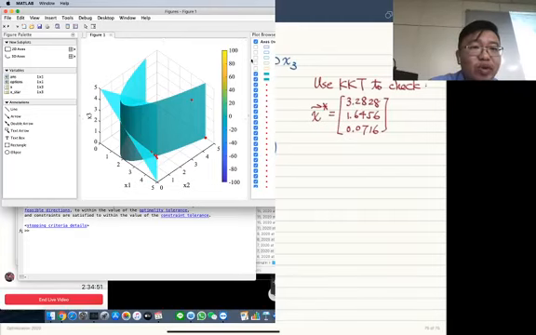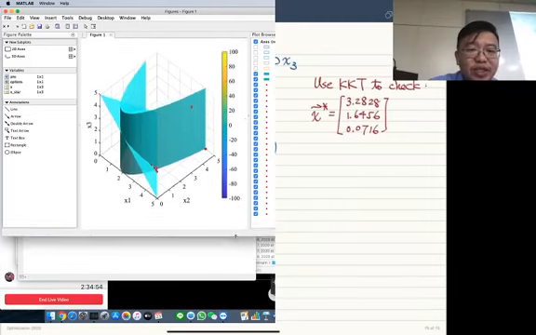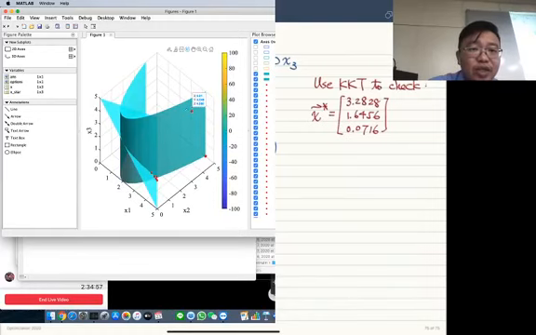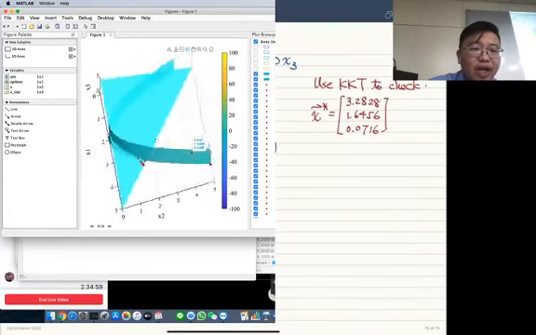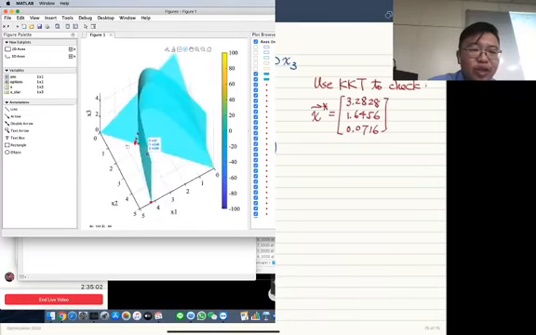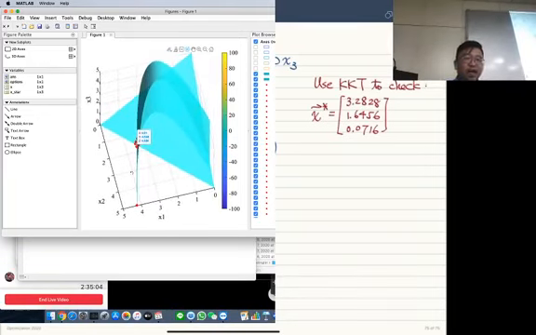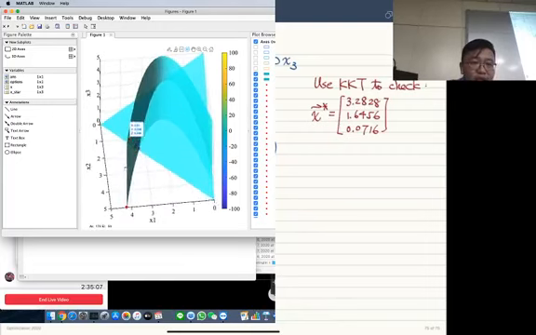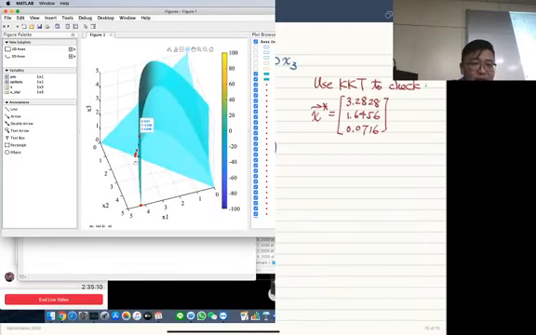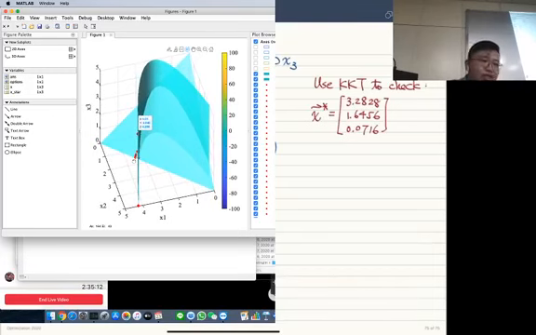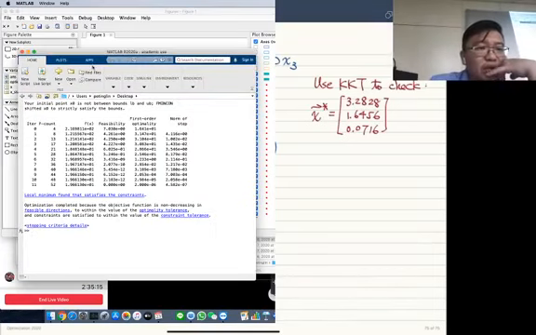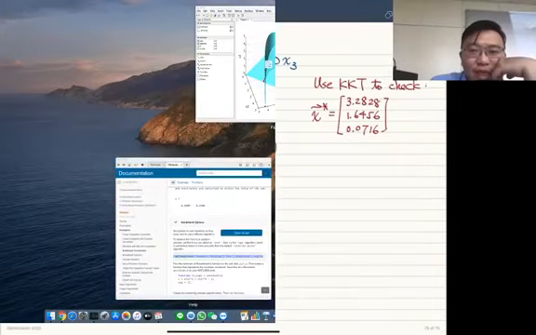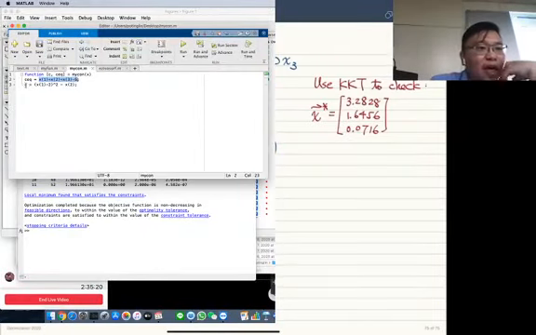I need to rotate here. Aha! So during the process of optimization, did I make the equality correct? Hold on. Equality. This is equality. Yes, this is inequality. Yes.